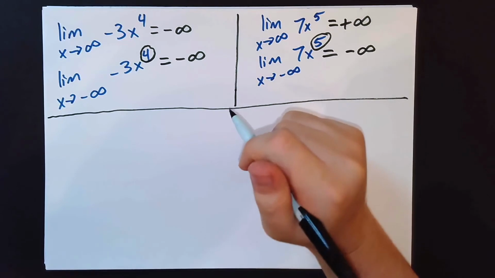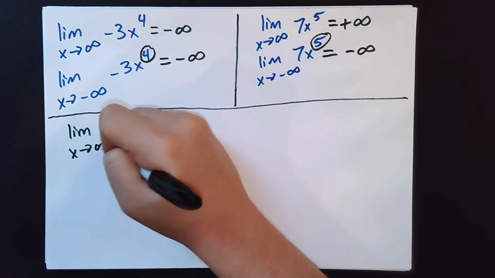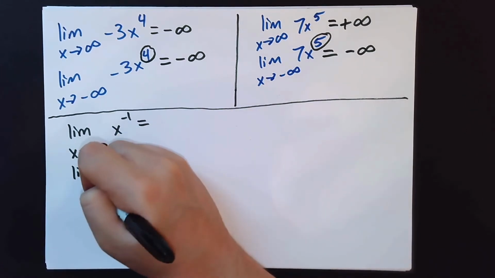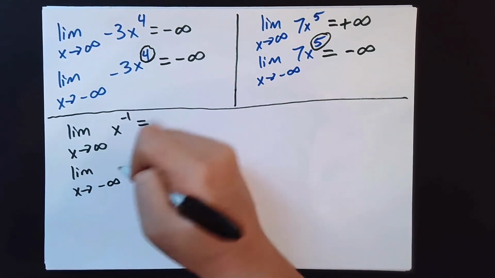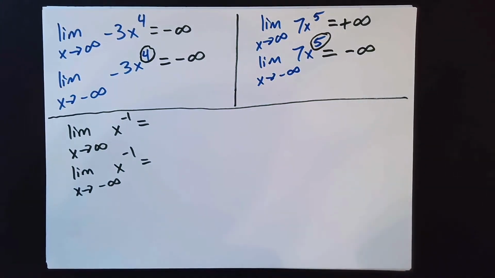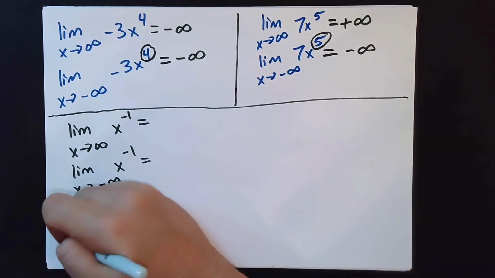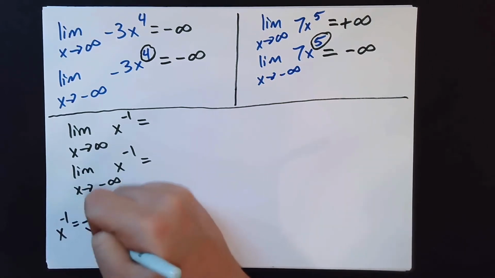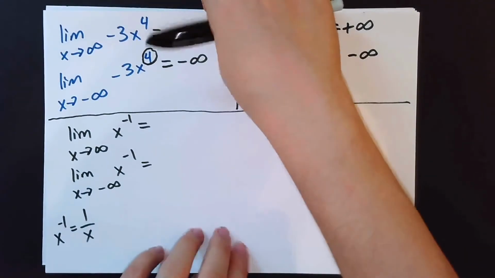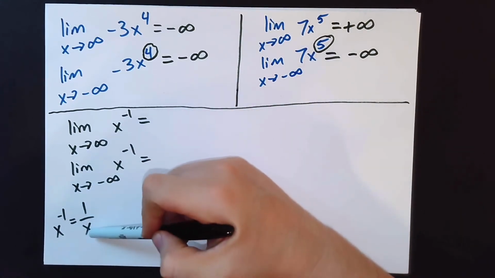There's one more kind of monomial I want to talk about, which is ones with negative exponents. Okay, so let's just take the simplest one. The limit as x goes to infinity of x to the minus 1. Remember, x to the minus 1 is the same thing as 1 over x. And so I'm asking, if I take an enormous number and I plug it into 1 over x, what kind of number do I get?